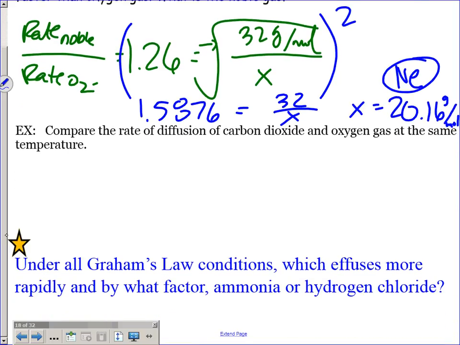All right, compare the rates of diffusion. Now this is phrased differently, but it's the same concept. Compare the rates of diffusion of carbon dioxide and oxygen gas at the same temperature. You guys do that one.